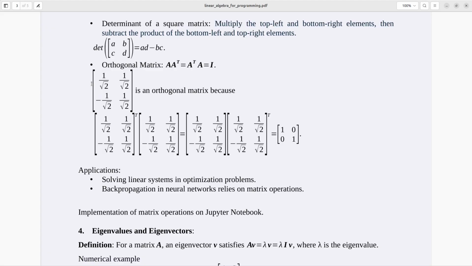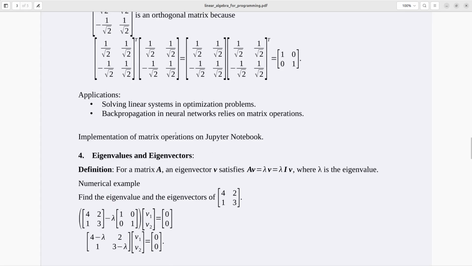And how can we apply matrices in computer programming? We can use matrices to help us solve systems of linear equations, which are included in optimization problems. And also we can do backpropagation in neural networks by doing a lot of matrix operations, so we can get back the new weights of the network, okay?